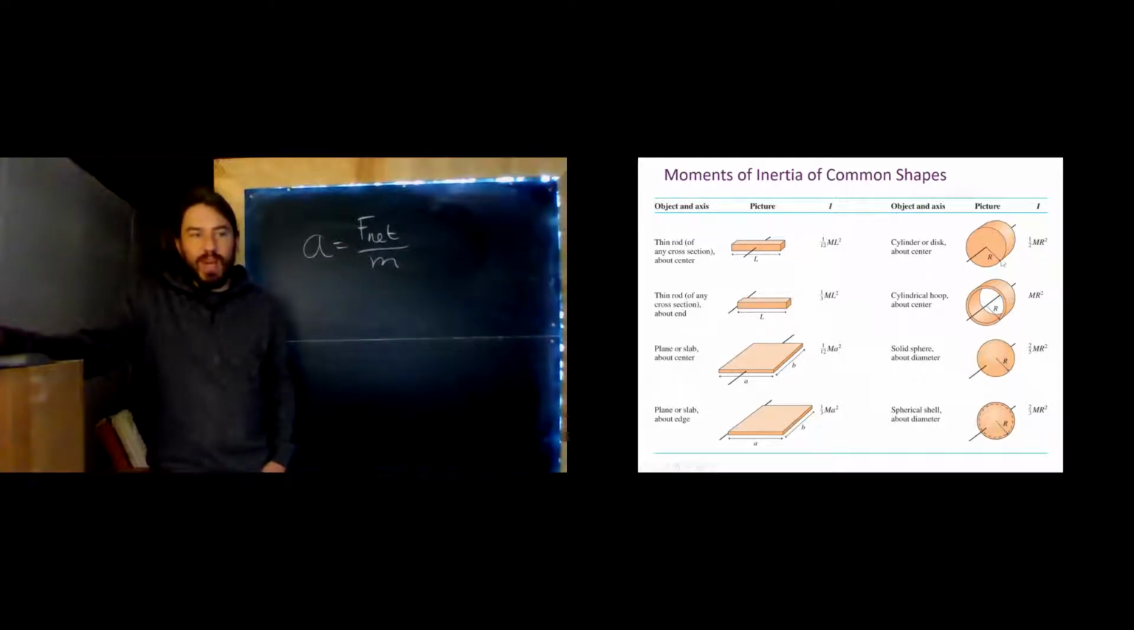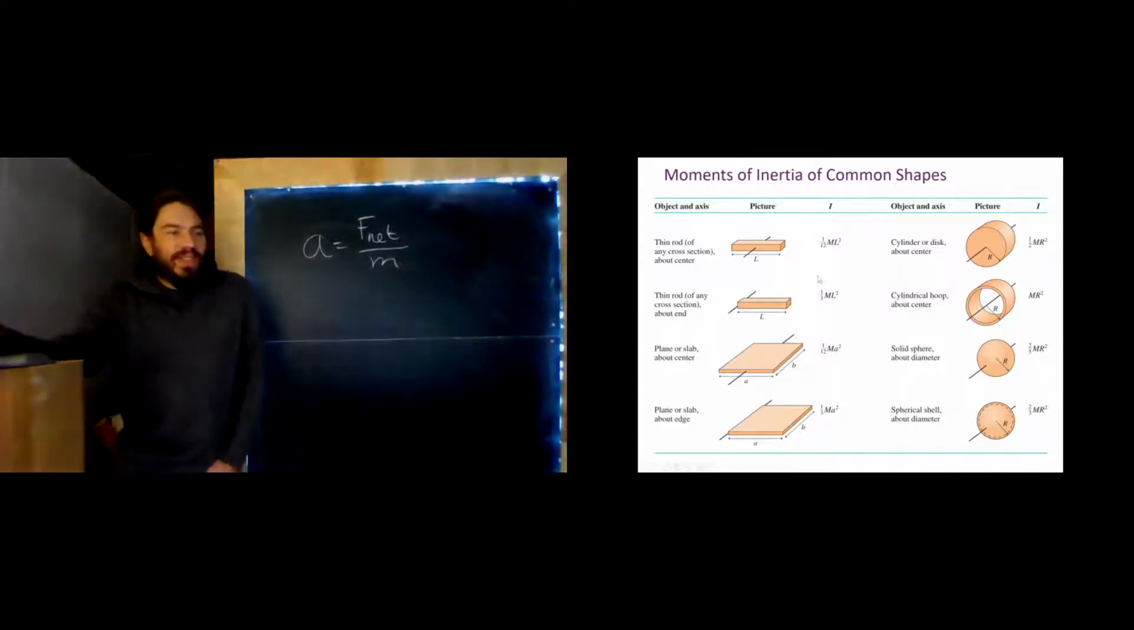If these both had the same radius and the same mass, it would be easier to get this one rotating than it would to get this one rotating, because this one has a smaller moment of inertia. It would be easier to get this one stopped if it was rotating at the same rate as this one, and it had the same mass and radius.